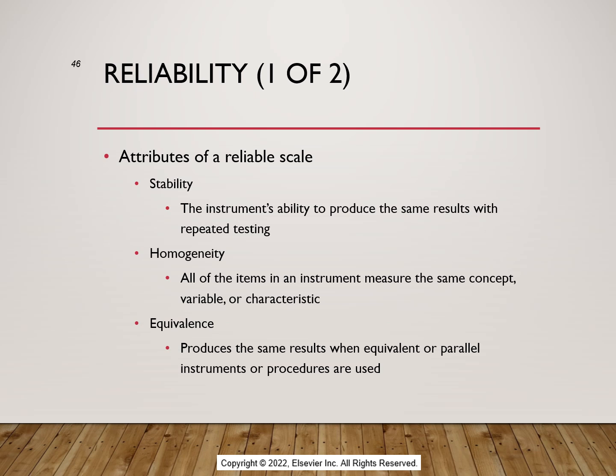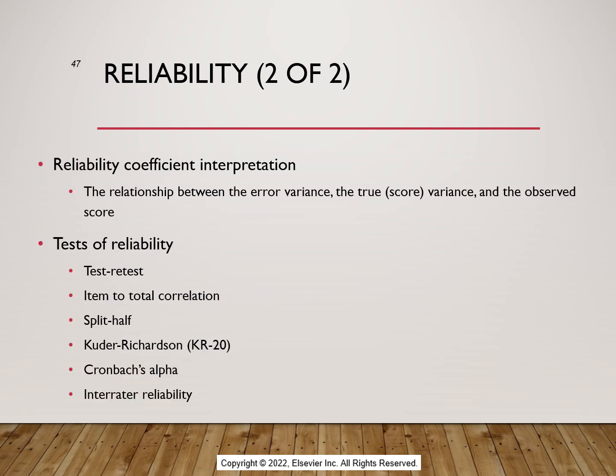Next, we'll talk about reliability. And reliability is just that consistency of the scores. Does the instrument produce the same results with repeated testing? Typically, when authors mention the reliability, they will also include a statistic. And those tests of reliability are listed on the slide. For example, a Likert scale often has a Cronbach's alpha score associated with it.